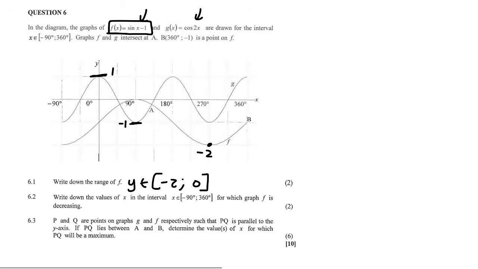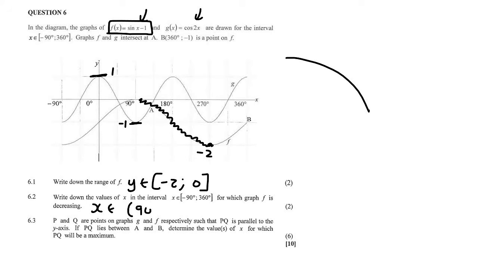Now 6.2, write down the x values for which the graph f is decreasing. Guys, decreasing is whenever the graph is doing that. So it would be for this piece, actually only there. So it will be when x is between 90 and 270. So we can say x is an element between 90 and 270. I'm not going to include the 90 and the 270 because the graph is not decreasing at 90 and at 270.